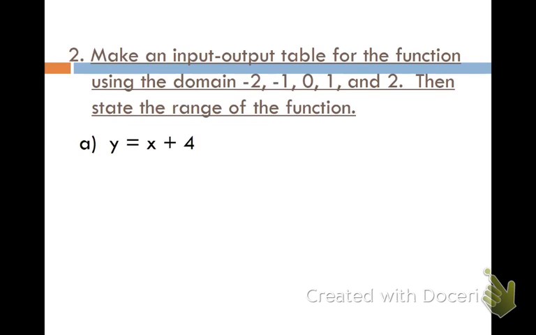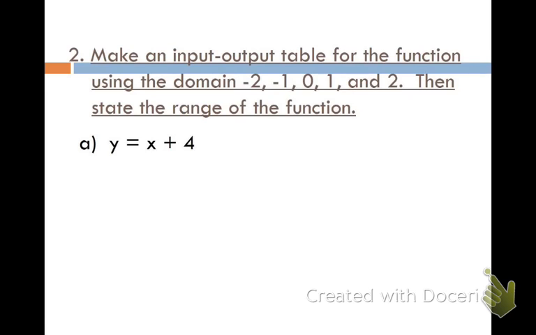Yes, ma'am. What this asks us to do is to make an input-output table. So we're going to actually come out with a table for the function using the domain. Remember, our domain is the x: -2, -1, 0, 1, and 2. So we're going to plug that into our equation, and then we're going to get an output. It also asks us to state the range of the function. The equation that it gives us is y equals x plus 4. As you can see here, there's 1, 2, 3, 4, 5 inputs that it has asked me to do.